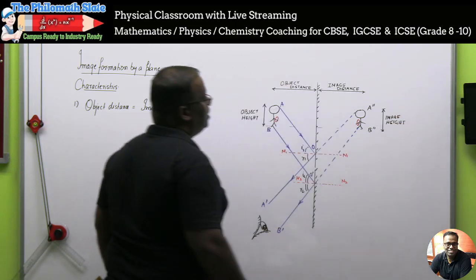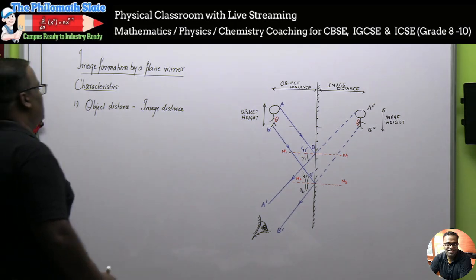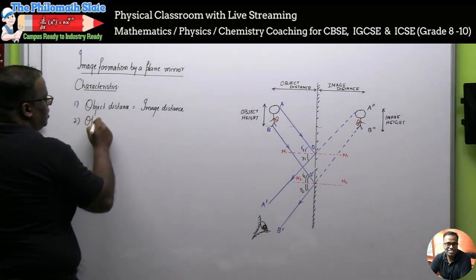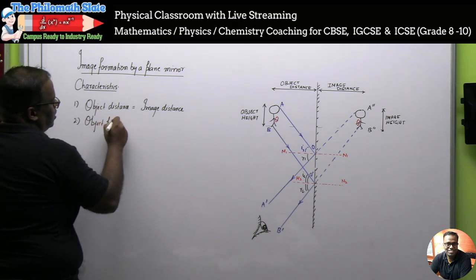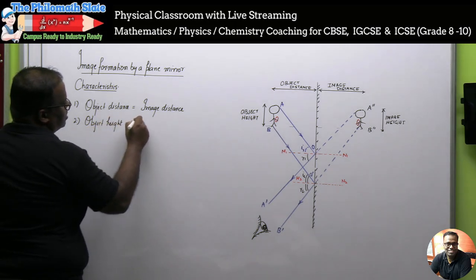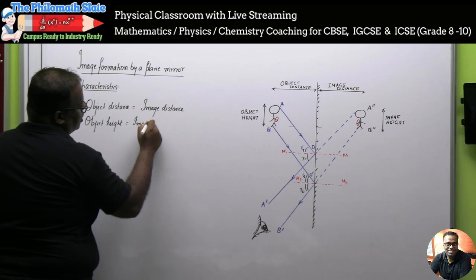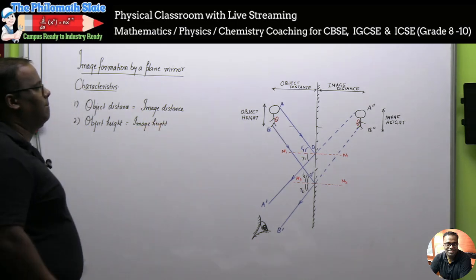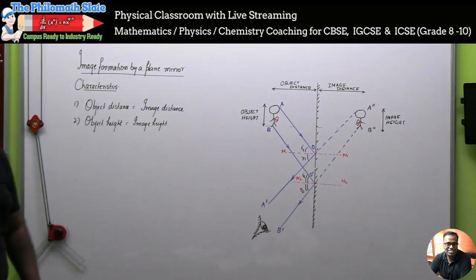So next point will be object height is equal to image height. Need not memorize if you have understood. Object height equals image height. ठीक है? Clear?